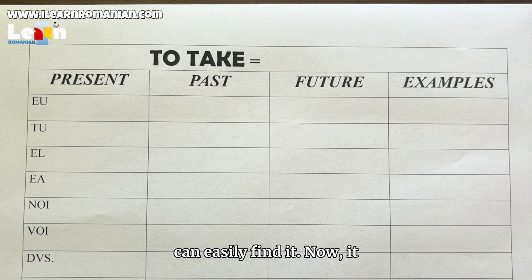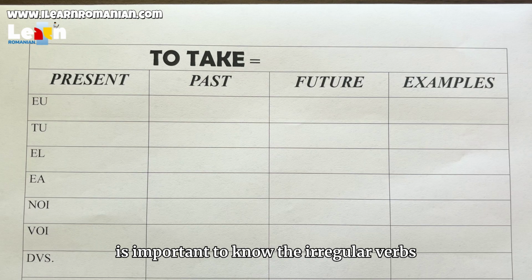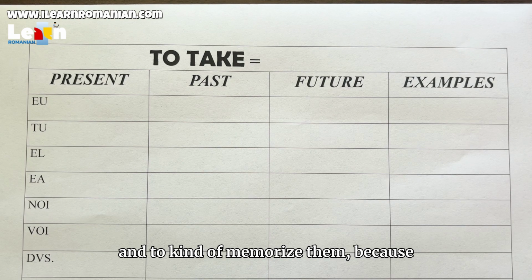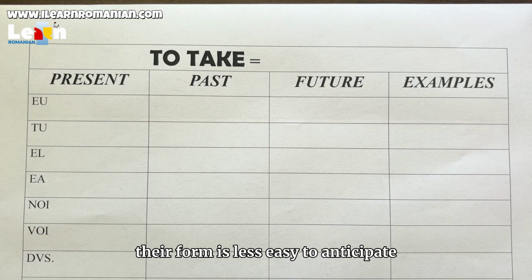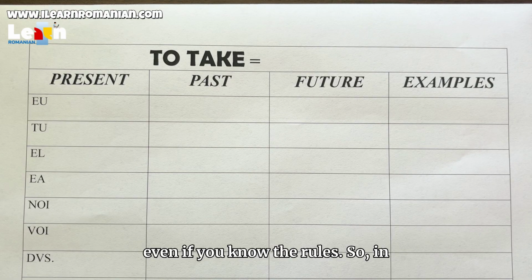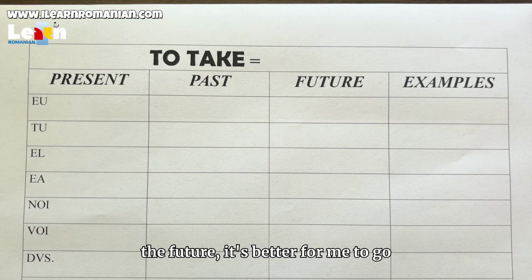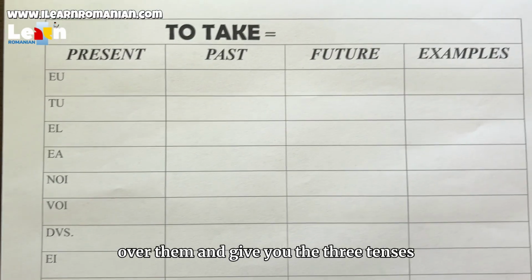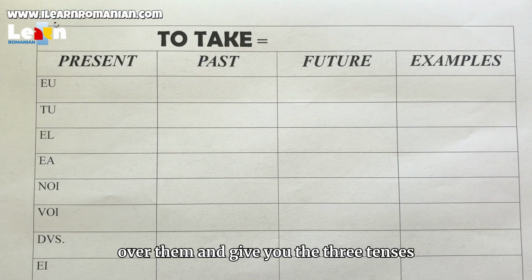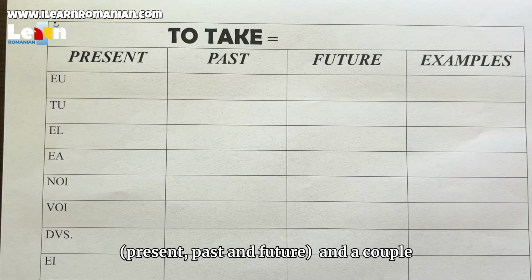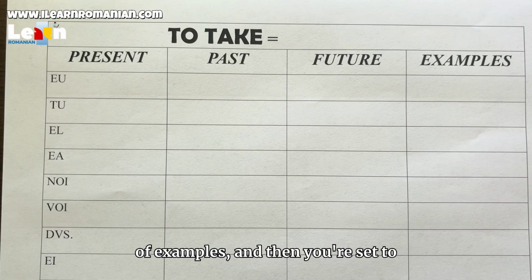Now, it is important to know the irregular verbs and to kind of memorize them because their form is less easy to anticipate, even if you know the rules. So in order to avoid any kind of confusion in the future, it's better for me to go over them, give you the three tenses, present, past, and future, and a couple of examples, and then you're set to go.